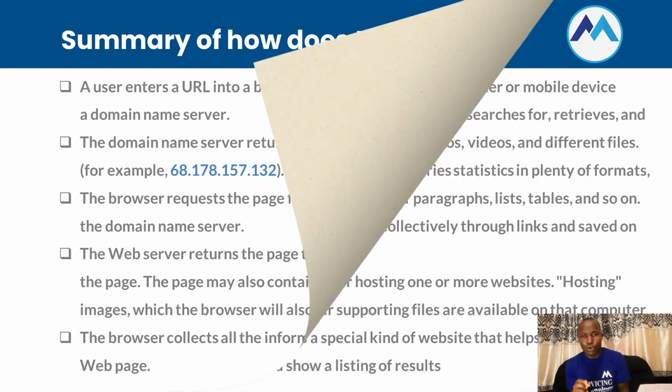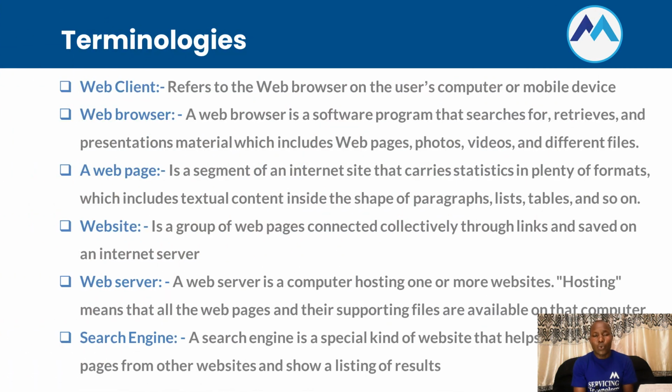These are examples of terminologies you'll always be interacting with while using the web. A web client refers to the web browser on the user's computer or mobile device. Then a web browser is a software program that searches for, retrieves, and presents material, which includes web pages, photos, videos, and different files. The browser sends a request to the web server, which then transmits the data back to the browser, which presents the findings on the computer. Examples of web browsers are Mozilla Firefox and Google Chrome.